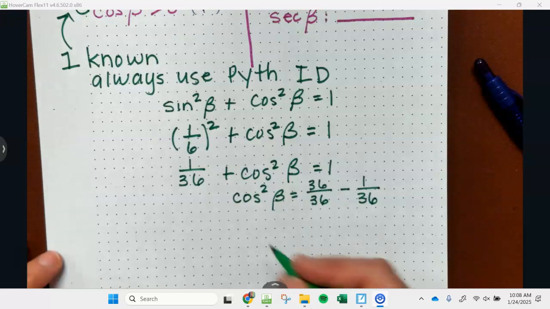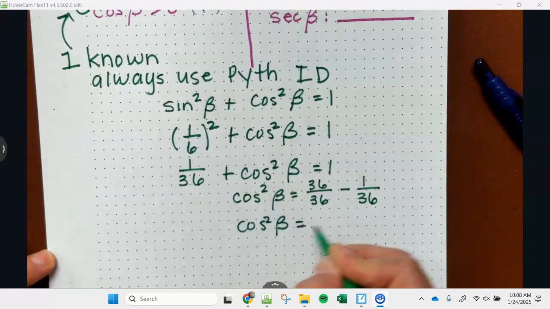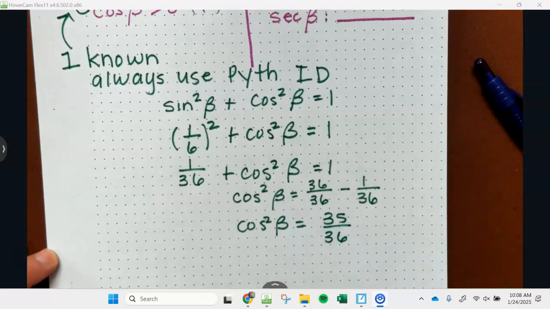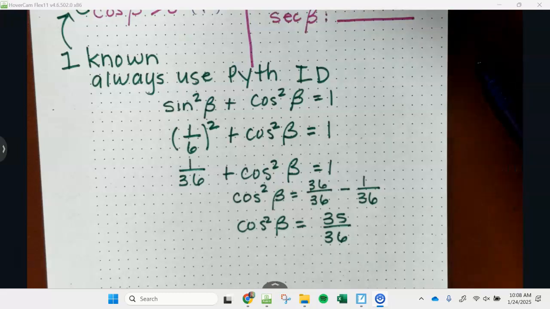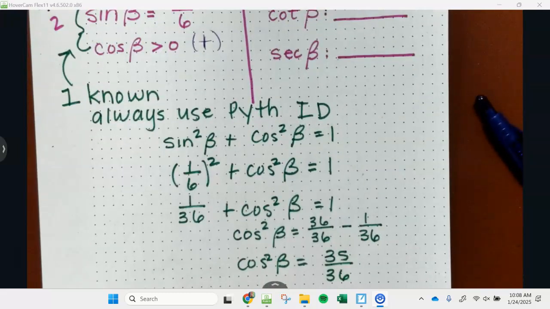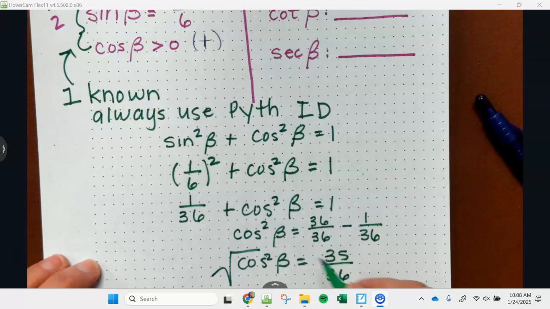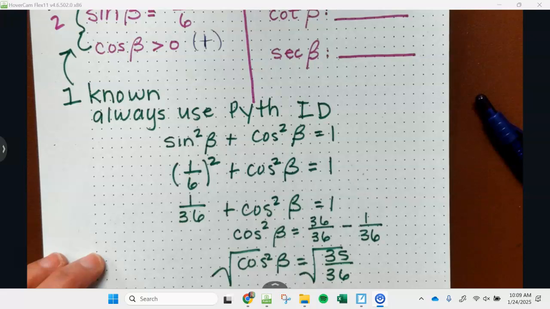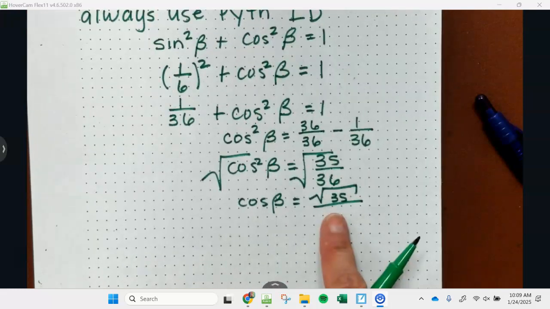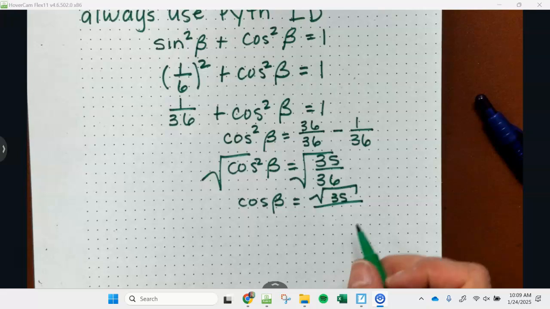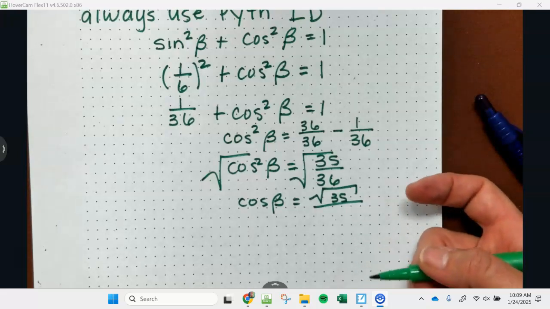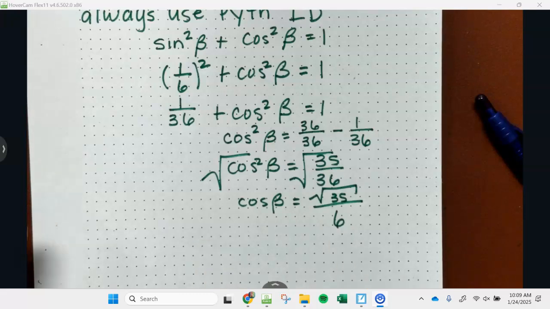All right, so we're about to square root 35/36. Now remember, usually when we square root something, we do plus and minus. But we already know cosine is positive, so I'm just going to square root it and leave it positive. I'm going to square root the top and the bottom. So cosine beta is going to be the square root of 35. There's no perfects in that. Over the square root of 36, but the square root of 36 is perfect. So cosine beta is the square root of 35/6.